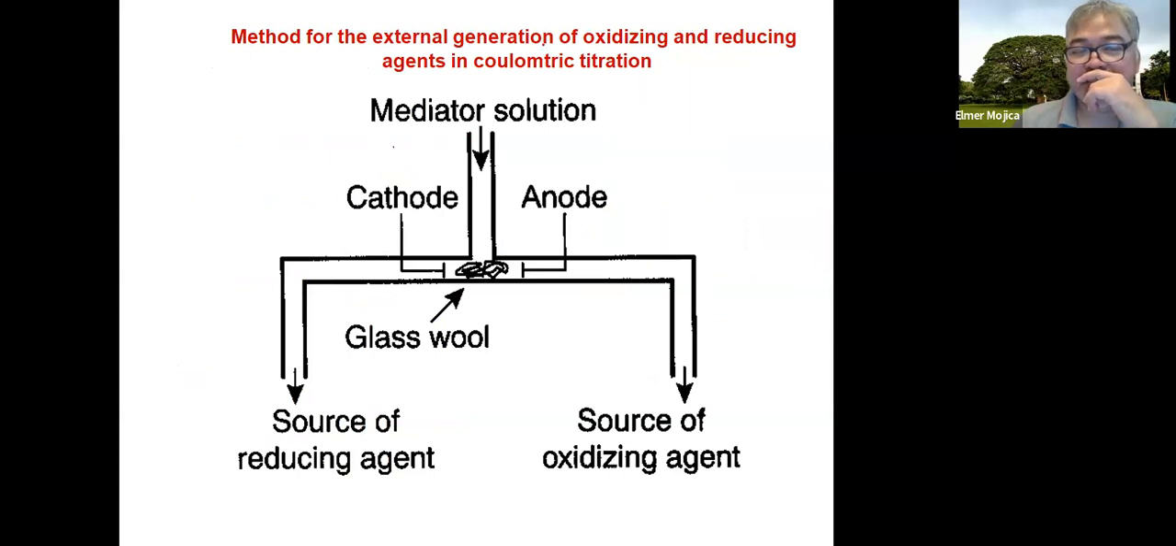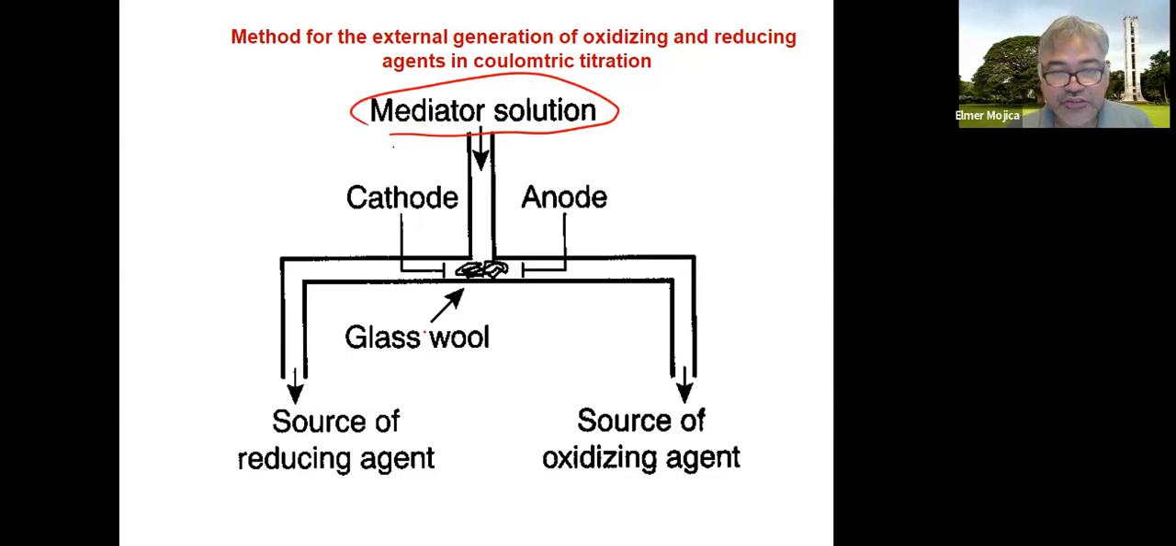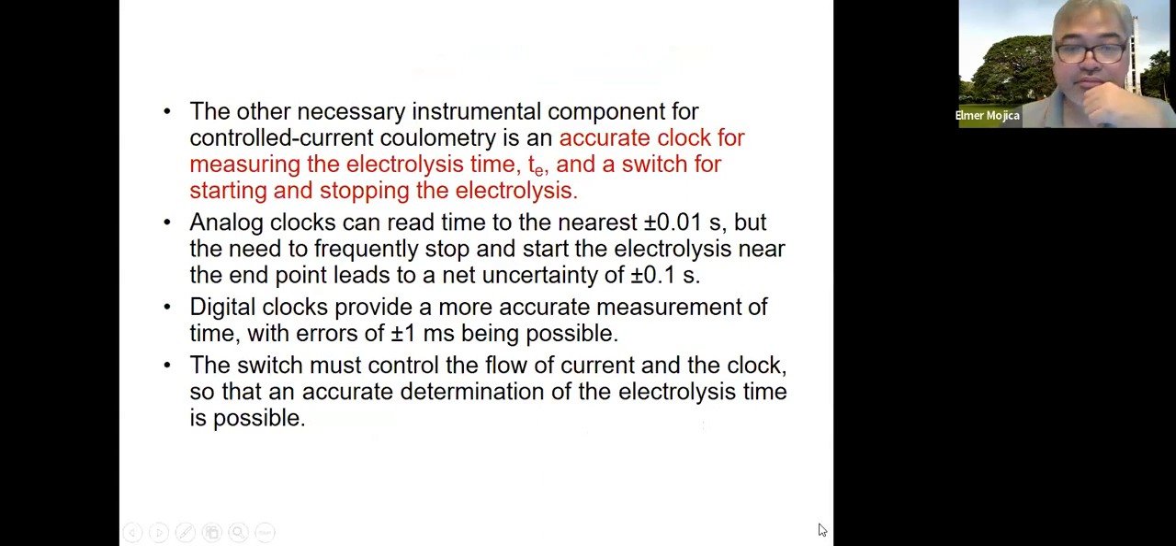Whereas you have a method for external generation of oxidizing and reducing agent in coulometric titration. So you have there the mediator solution. So you have the anode and the cathode here. There's a glass wool. So you have a source of the reducing agent and the source of the oxidizing agent.